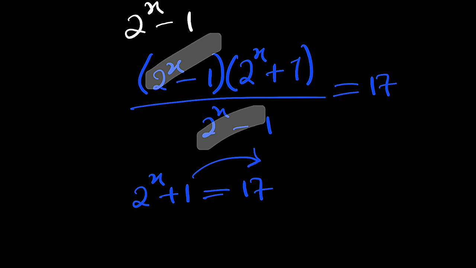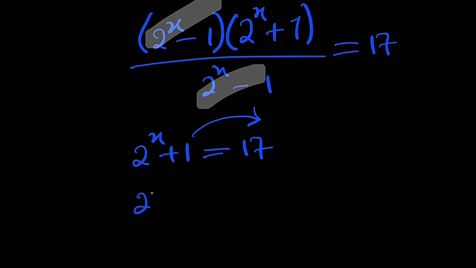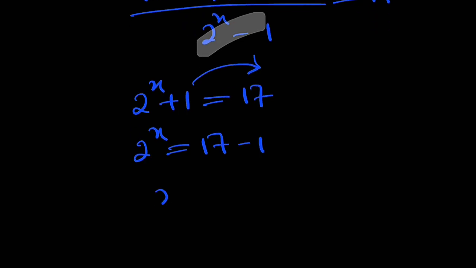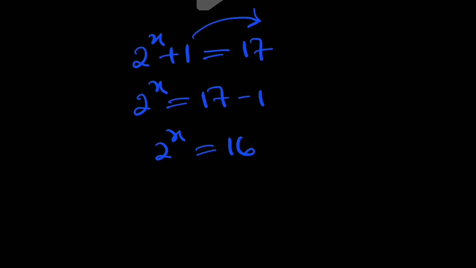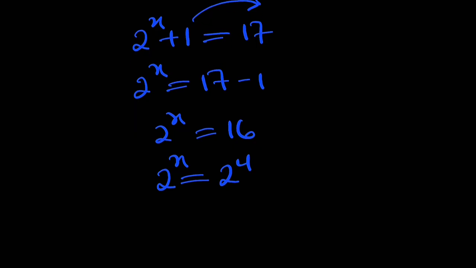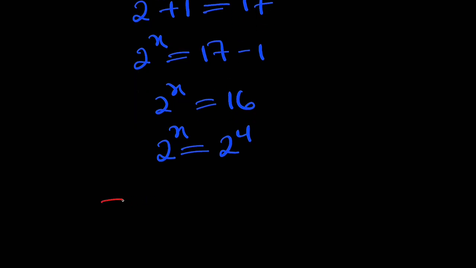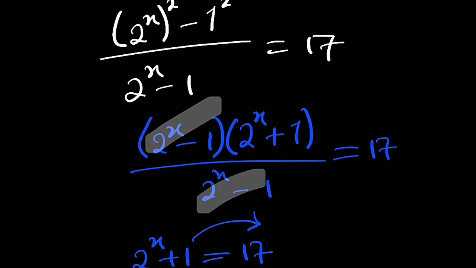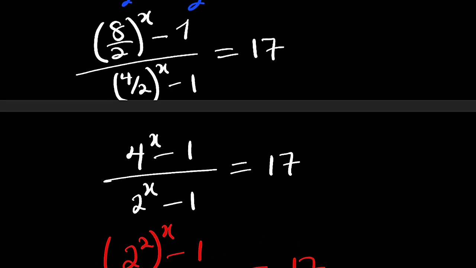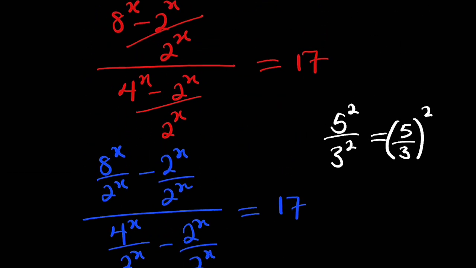If you take 1 to the other side, it becomes negative. You have 2^x equal to 17 minus 1, which is 16. So 2^x equal to 16. But 16 is the same thing as 2^4, right? So this is 2^x equal to 2^4. Having the same bases, we can equate the exponents. And this implies that x is equal to 4. This is our final answer, but if you like, you can test it in the main equation to see whether you're going to get 17 or not.